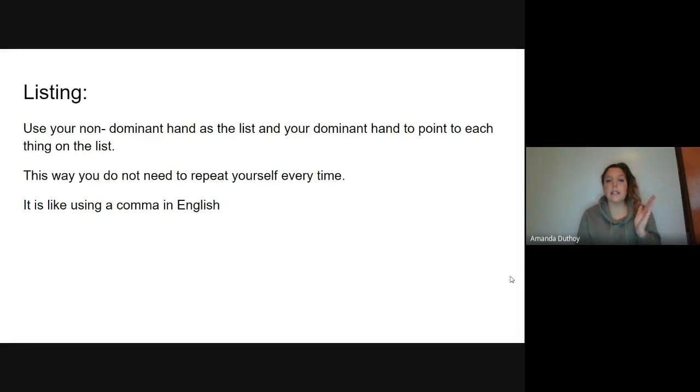So your non-dominant hand is the list, and your dominant hand points to each thing on the list. So for example, you hold up as many fingers on your non-dominant hand as the things you're listing. So if I'm listing 3 things that I like, I could say I like tigers, and I point to the next finger, lions, and I point to the next finger, and bears. So it's kind of like saying and or having that comma.